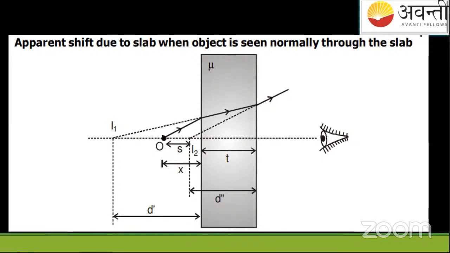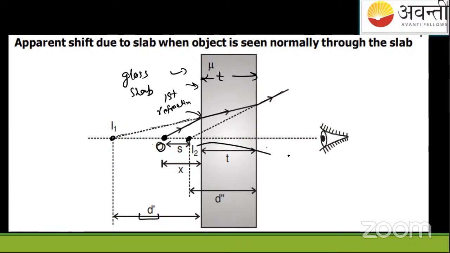See, this is the object O. This is a glass slab, which has a thickness equal to T. See, this ray from the object goes, and the first process of refraction occurs at this side of the slab. Due to this, the ray turns like this, and we can see the first image formed by this. This is the image, which is at D dash distance from the surface. And when the ray emerges out, and if you see this ray, you will find the image like this, the final image due to second refraction.